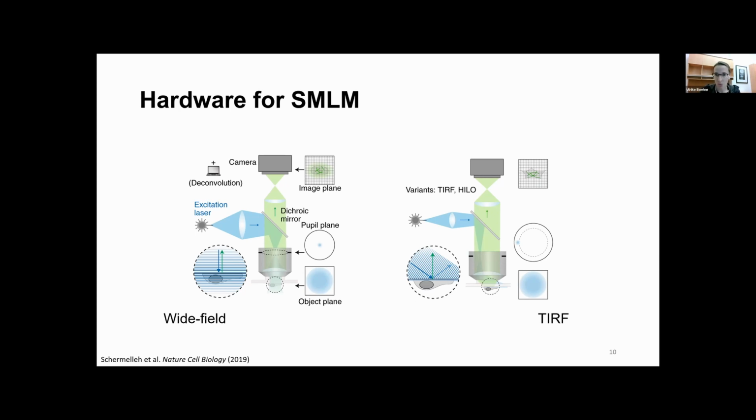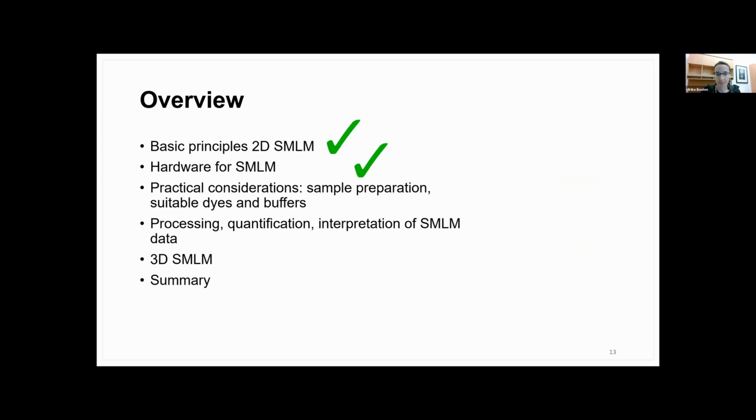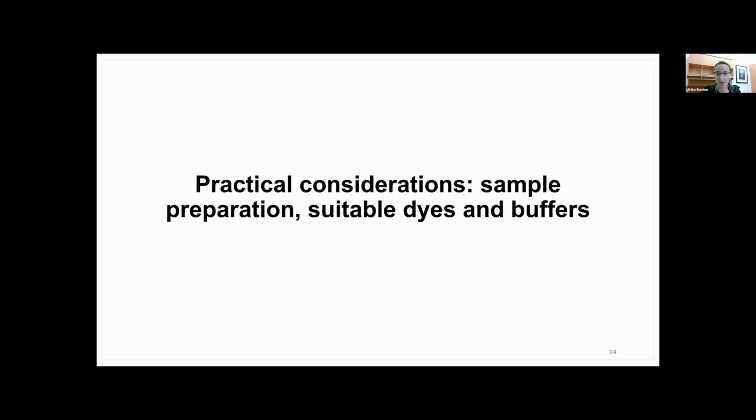So as I said, those are the basic realization principles, but furthermore, you also usually have to spend a little bit of money getting the right objectives and high powered lasers. Good cameras are also necessary in order to capture as many emitted photons as possible. And then you might also need a bit more special optics if you want to go into the third dimension as well. As I said, it's not super complicated in comparison to other microscopes, but I think the complicated part comes when I talk about the sample preparation, and also when I talk about the processing part.